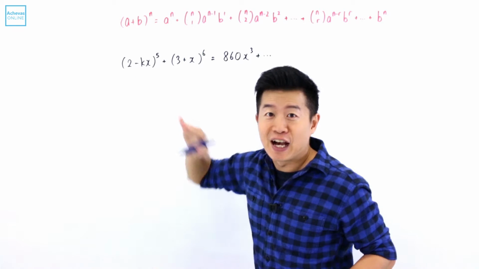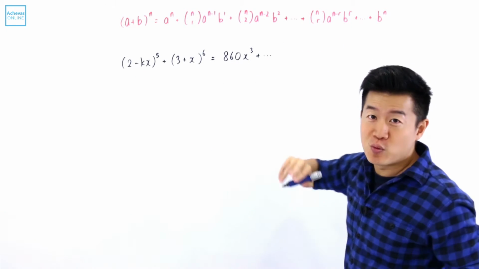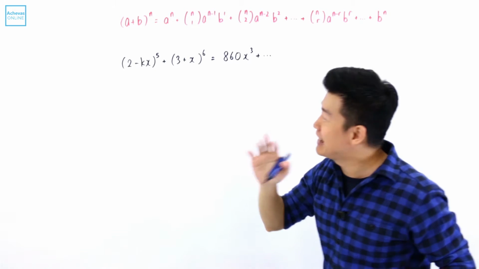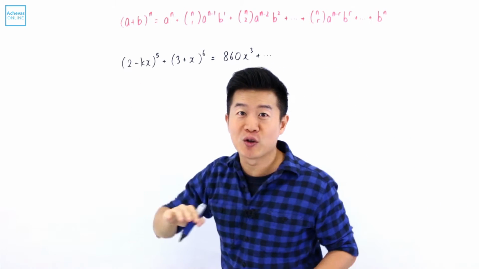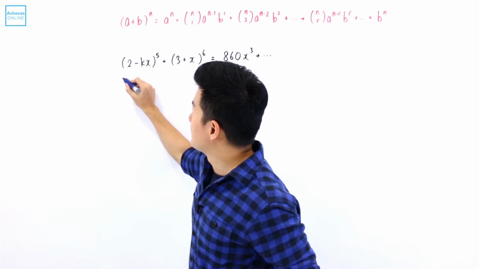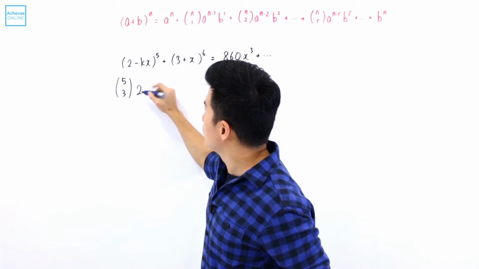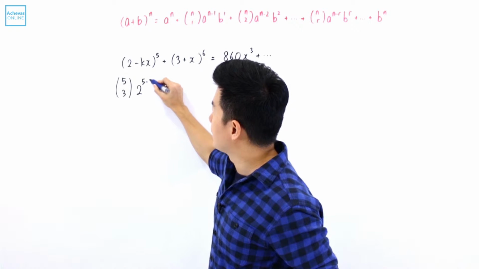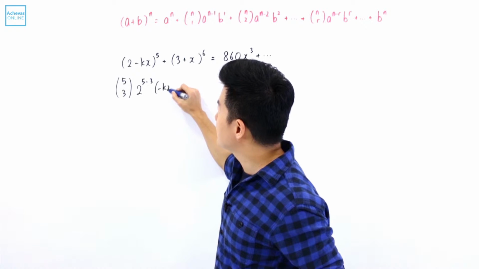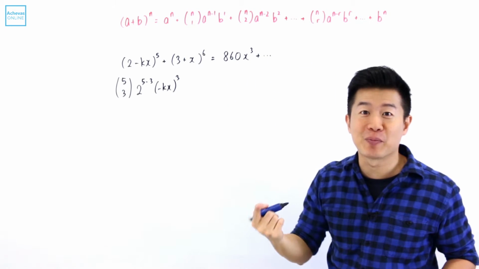Because for this, I just need to do a 5 choose 3. Then the second term will be raised to the power of 3. And that is what I want, because that will cause the power of x to be 3. So let's do that for this. That means this is going to be 5 choose 3, then it will be 2 to the power of 5 minus 3, then minus kx to the power of 3. Nice, because this will give me x to the power of 3.